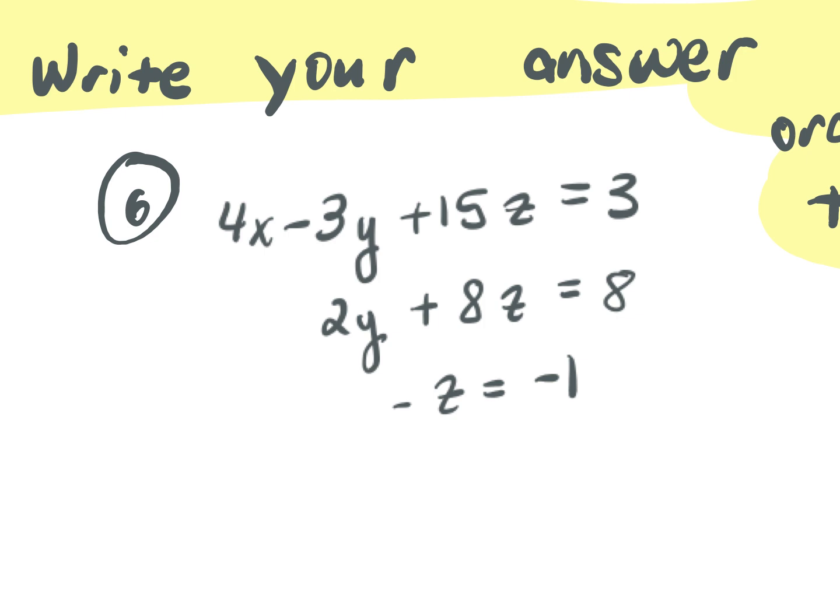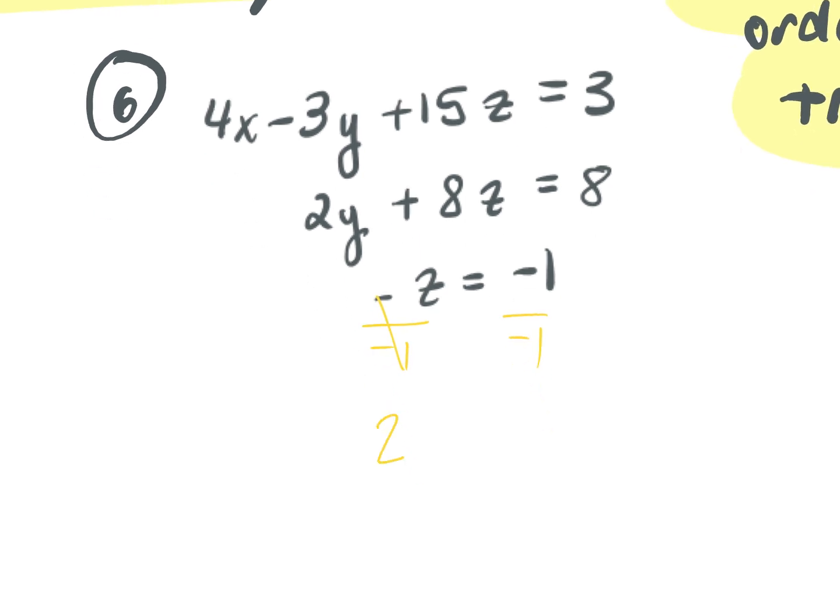Do I have z all by itself? No, I have negative z. I wanted to just say z, so what do I need to do? Divide by negative 1, good. Because signs are real important, guys. So z equals 1, all right? That's good, we have that.